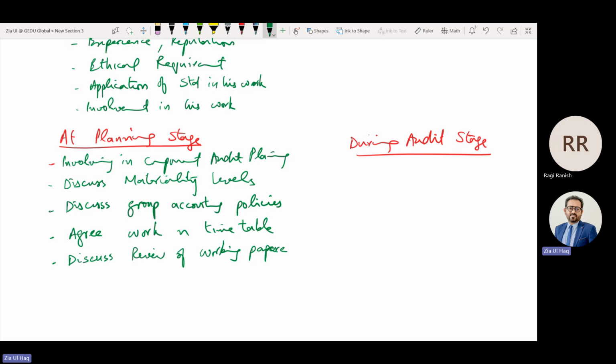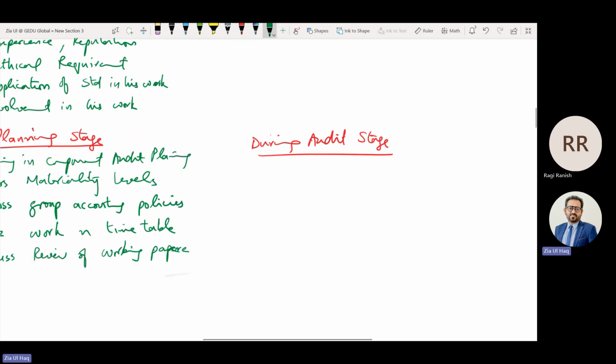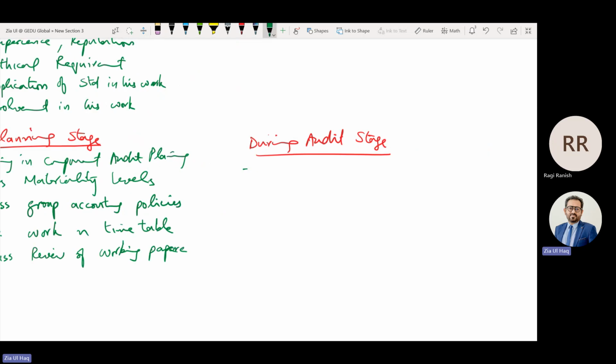If component auditor is a different firm. If our firm is also component auditor, we don't need to perform these procedures. We know about everything. We know how our firm staff is performing audit over there. But if he is a different auditor, we need to perform these procedures at planning stage. During audit, we need to perform some procedures. What procedures do we need to perform?